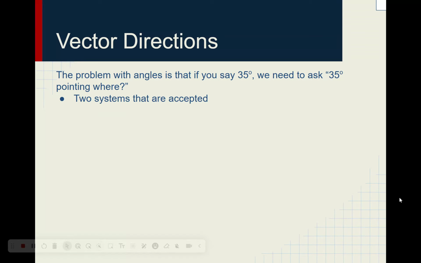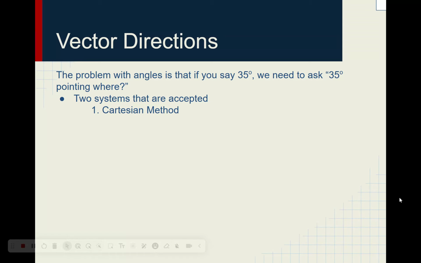There are two systems that are accepted, and one of them is actually split up into an older and a newer version of it. And you're expected to know all of them. You have to be able to not only give your answers, but also read directions given to you in any of these systems, any way that we mix them together.